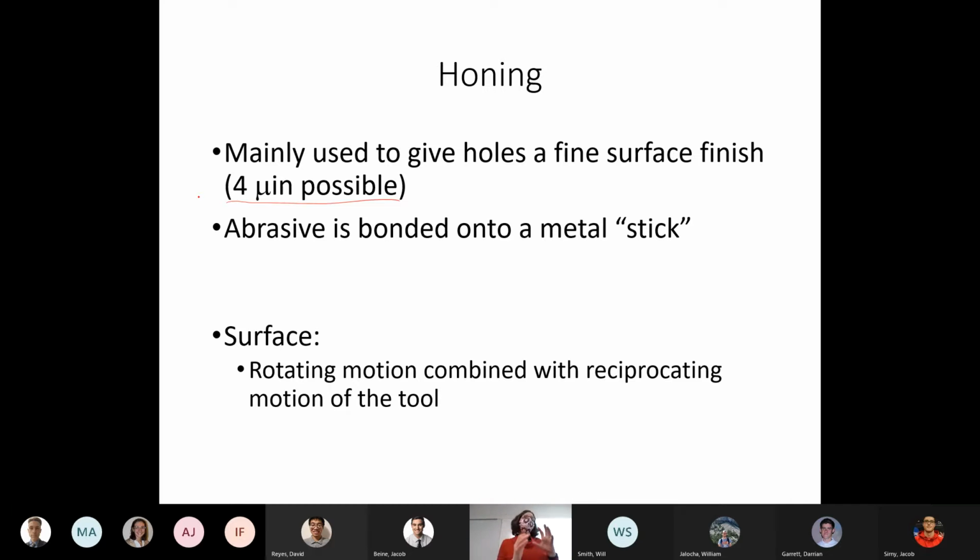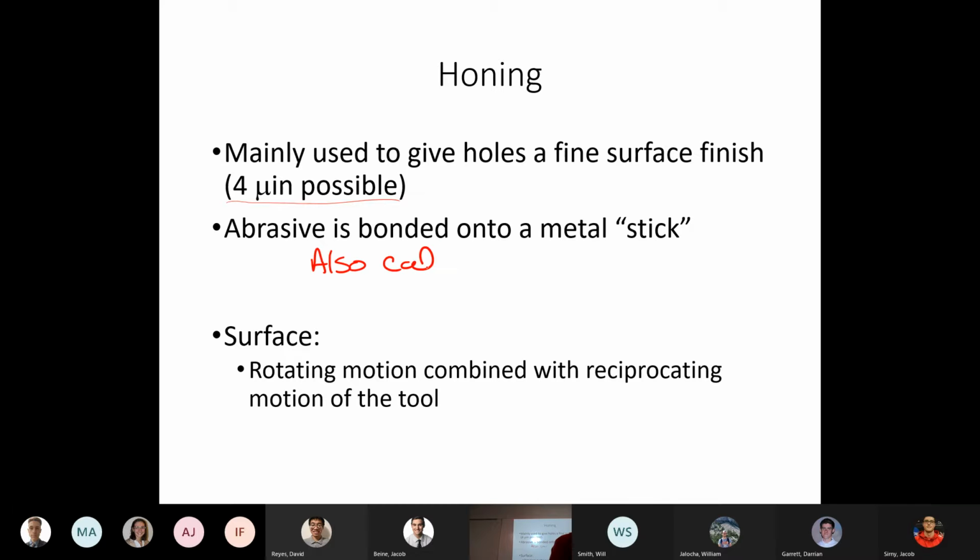Honing is intended to be done after reaming. So we would drill the holes, then ream them to make the shape and dimensions better, which will help the surface. Then honing goes in and helps smooth it even more. Now, the abrasive is going to be bonded onto a metal stick.